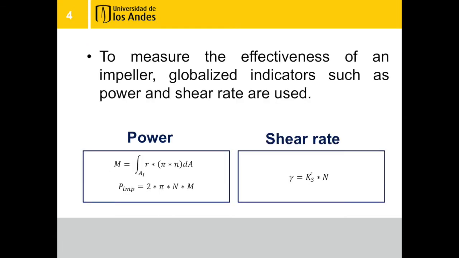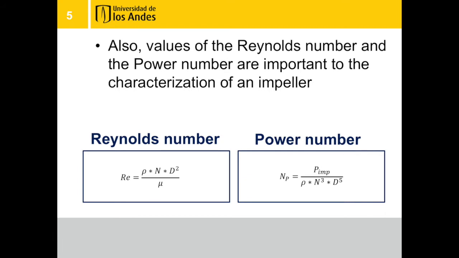In order to measure the effectiveness of an impeller, indicators such as power and shear rate are commonly used. Power is widely used because of its cost implications. It is calculated from the torque applied and the equations can be seen on the screen. The shear rate is also important because it provides a great fluid intermixing and homogenization. Also, values such as Reynolds number and the power number are very important in the system because they explain the regime of the flow inside the tank and because they can be standardized units of measure applicable to other systems.